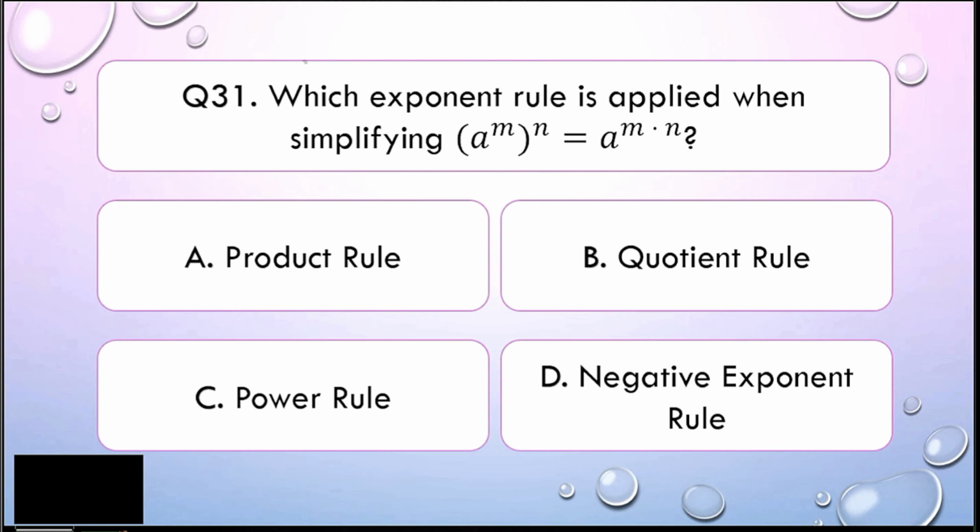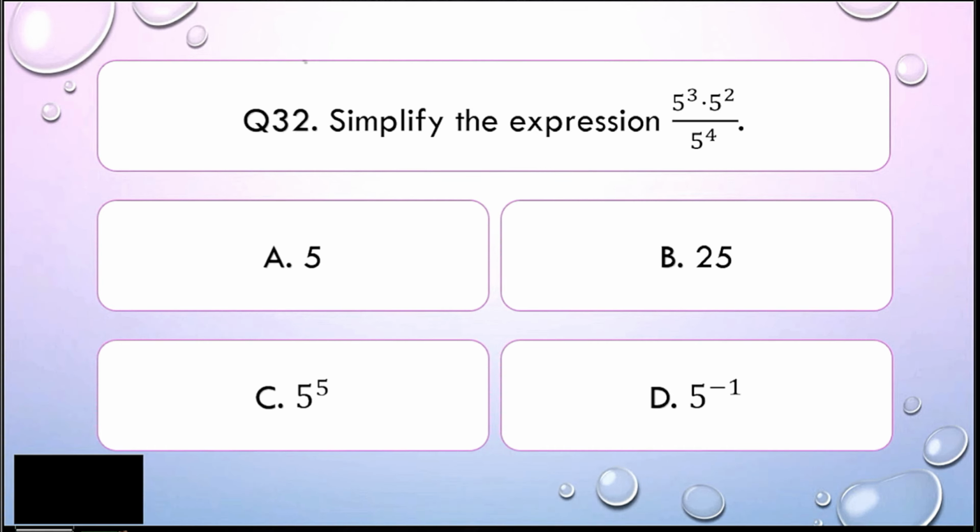Simplify the expression 5 cubed times 5 squared over 5 to the 4th. Is it A, 5, B, 25, C, 5 to the 5th power, or D, 5 to the power of negative 1? I'll give you 5 seconds to think about your answer.